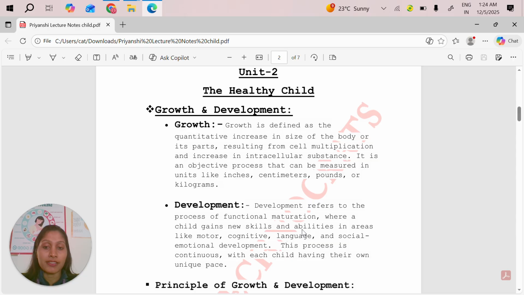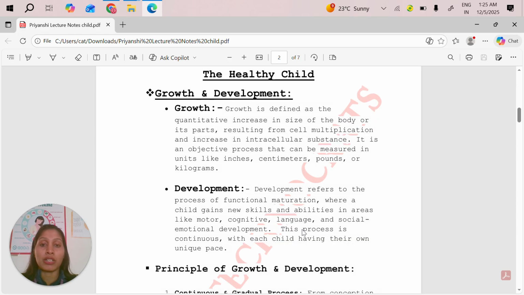Okay, then next, development. Development refers to the process of functional maturation where a child gains new skills and abilities in areas like motor, cognitive, language, and social and emotional development. This process is continuous, each child having their own unique pace. Okay, it means growth and development are different. Growth is defined as the quantitative increase and development is a qualitative measure.